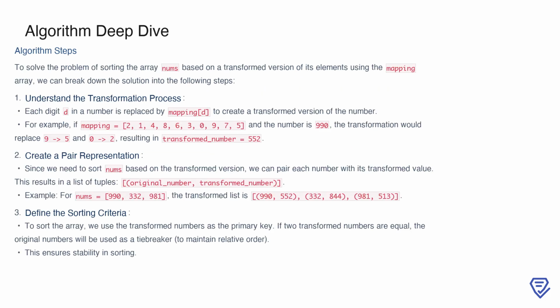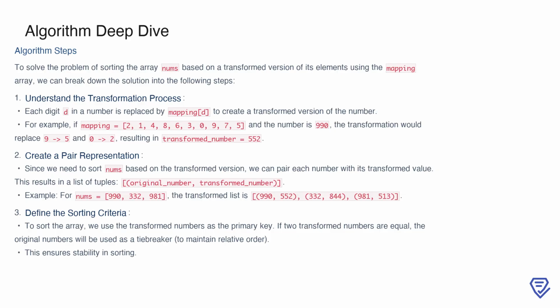To tackle the problem of sorting the numbers in nums based on their transformed values, the first step is to understand how the transformation works. Each digit within a number is replaced by its corresponding value in the mapping array. For instance, if the mapping array is given as 2, 1, 4, 8, 6, 3, 0, 9, 7, 5, the digits of the number 990 are transformed as 9 becomes 5 and 0 becomes 2, resulting in the transformed number 552.